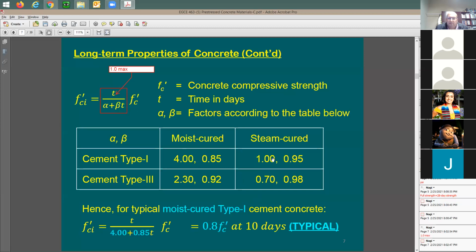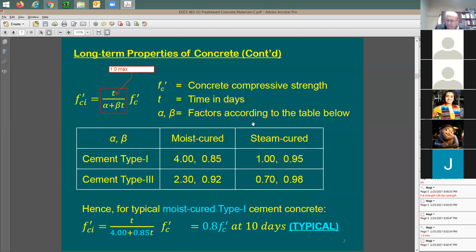4 to 1. So if you'd like to do steam cured versus moist cure, the strength in the same day is going to be higher by a factor of 4. Look at this. What happened? Not exactly 4, because you have another component, which is beta times T. But you see here the big difference between the two values. You're going to have higher strength in a very short time once you use steam cured members versus moist cure. So I guess if you'd like to gain lots of strength in a very short time, the best way is to use cement type 3 and then do steam cure.